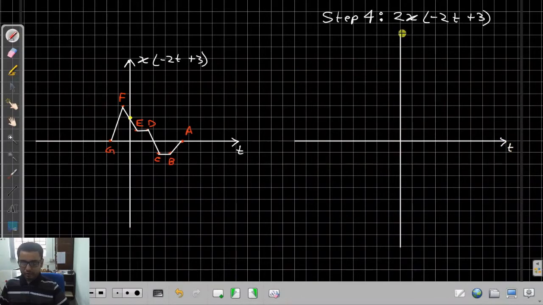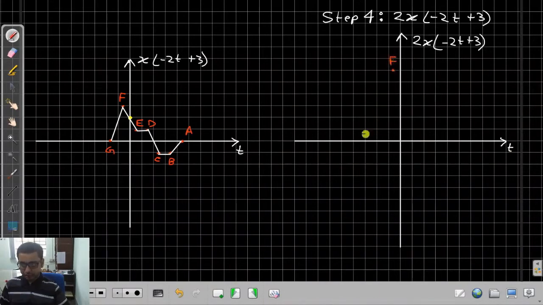Time versus 2x minus 2t plus 3. So the amplitude is going to be scaled by a factor of 2. This point F, which is at a height of 3 units, will now move to a height of 1, 2, 3, 4, 5 and 6.